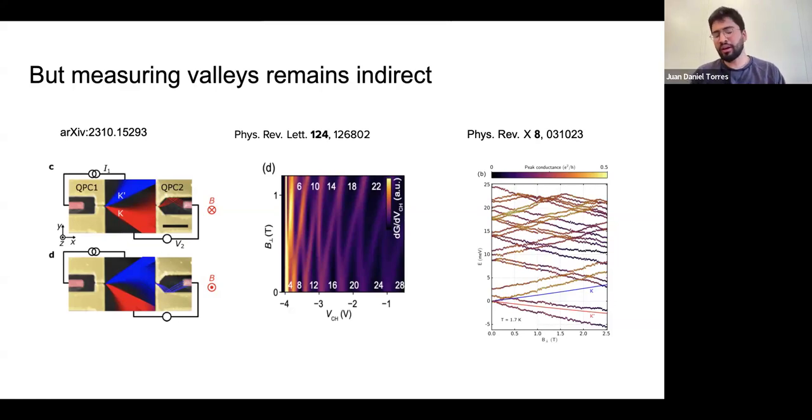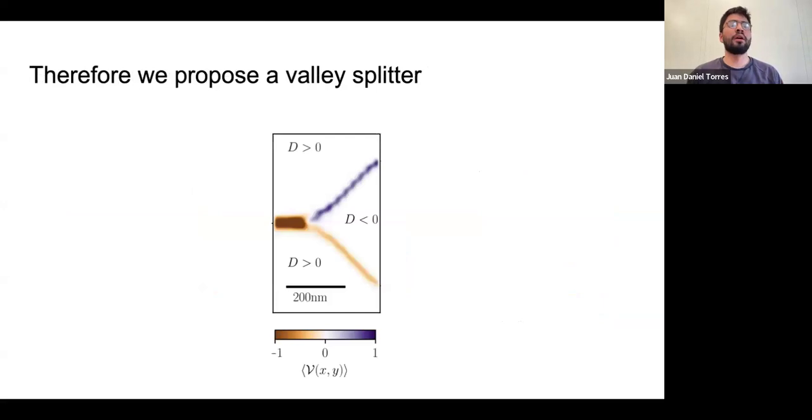And furthermore, there are cases, for example, in the case of interacting phases, where adding a magnetic field to the sample would break the physics of the states that we have, for example, in the case that these are zero field states. So with this in mind, we came up with the idea of proposing a valley splitter.